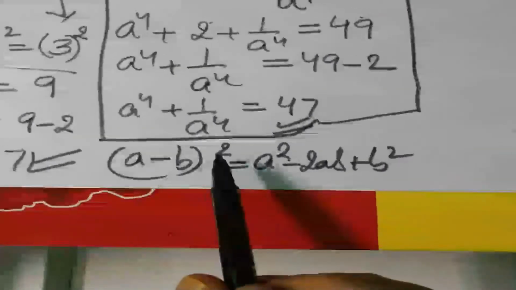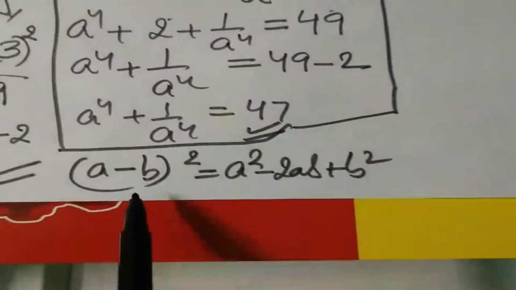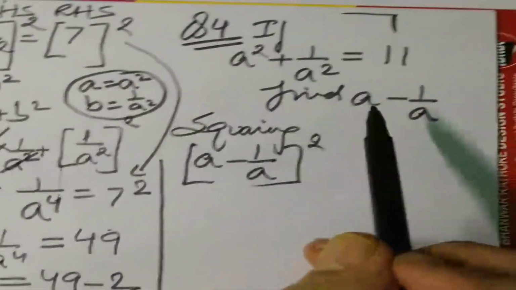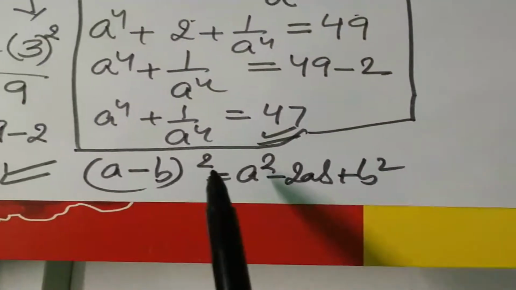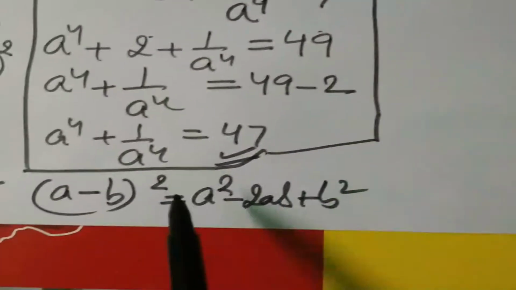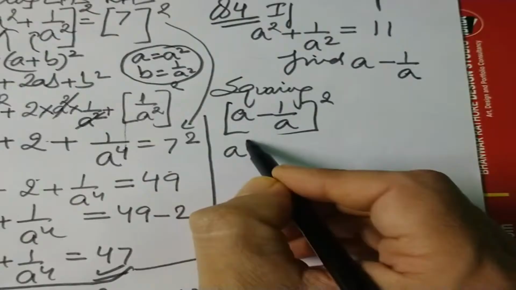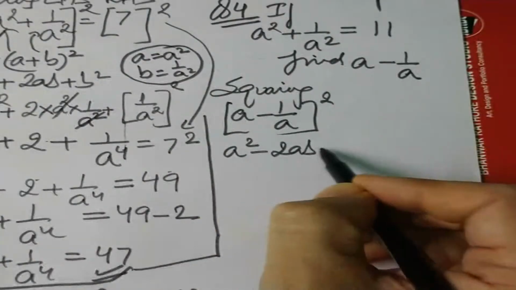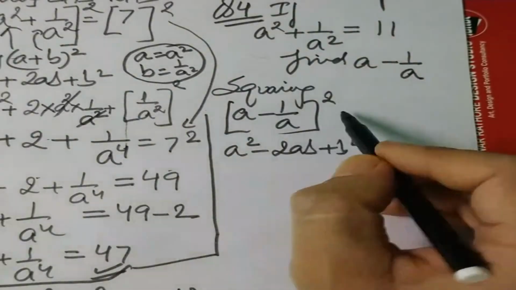Now why am I using this formula and not the plus formula? Because the question has a minus. So I have to use the minus formula, which will be solved as a² - 2ab + b². I am writing this part here. This is the formula. So what will this become?